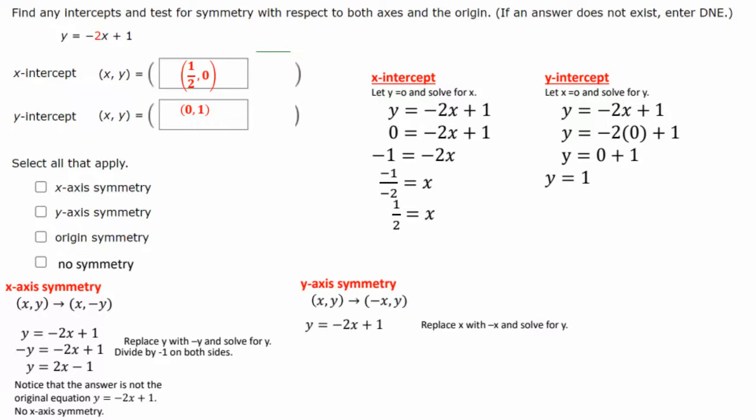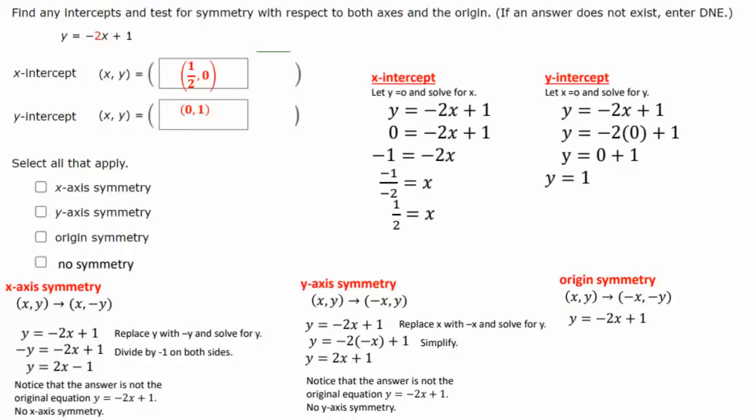So let's go ahead and check for y-axis symmetry. We do something similar. Now we change the sign of the x. We replace x with a negative x, and if you see, we end up with almost the same scenario as well. We have y equals 2x plus 1. This also does not have y-axis symmetry.